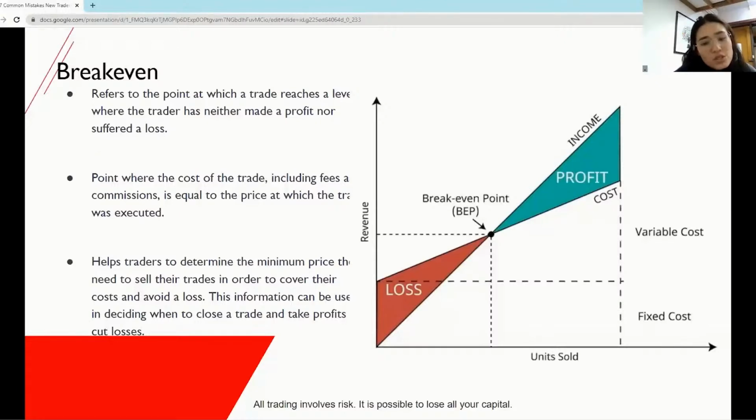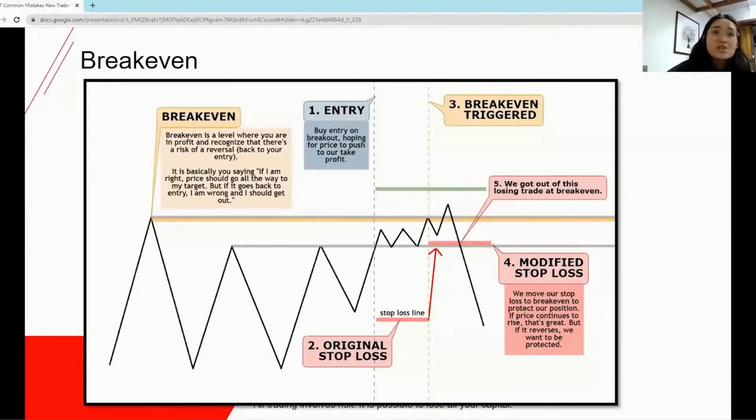So break-even is an important concept in trading because it helps traders to determine the minimum price they need to sell their trades at in order to cover the costs and avoid a loss. This information can be used in deciding when to close a trade and take profits or cut losses. Okay, so here is an example of how we make use of break-even when we are trading. Break-even is a level where you are in profit and recognize that there is a risk of reversal.